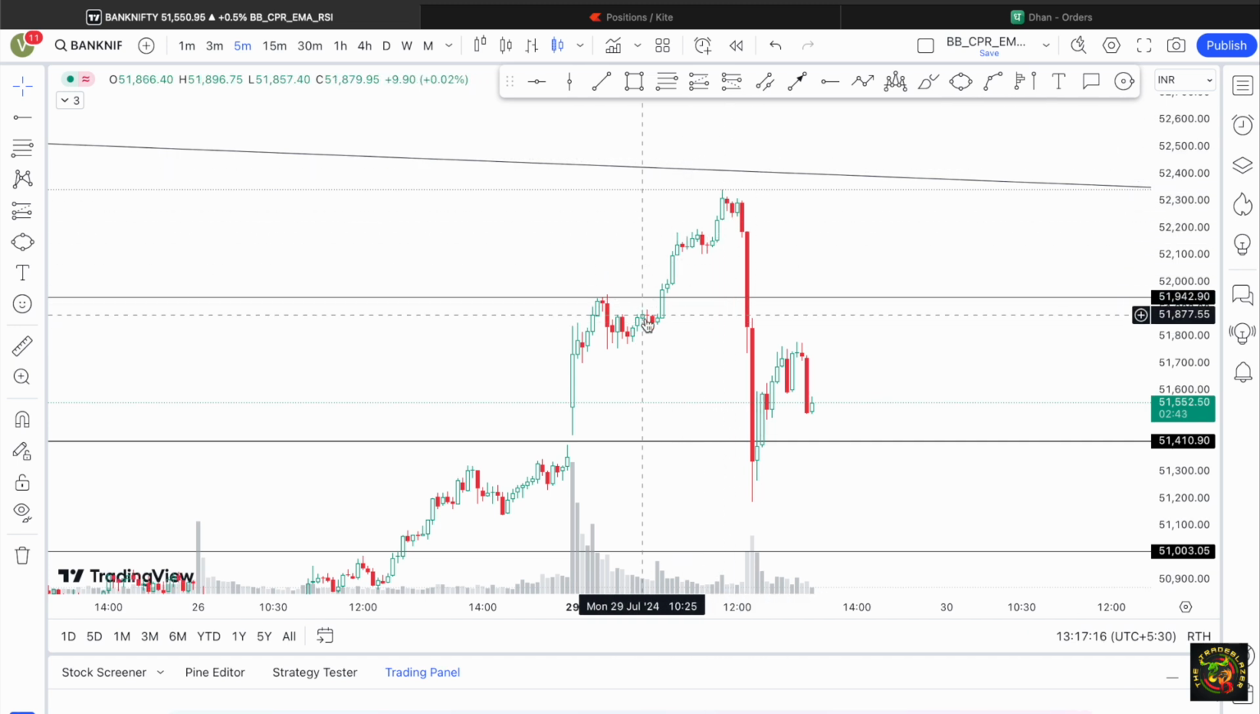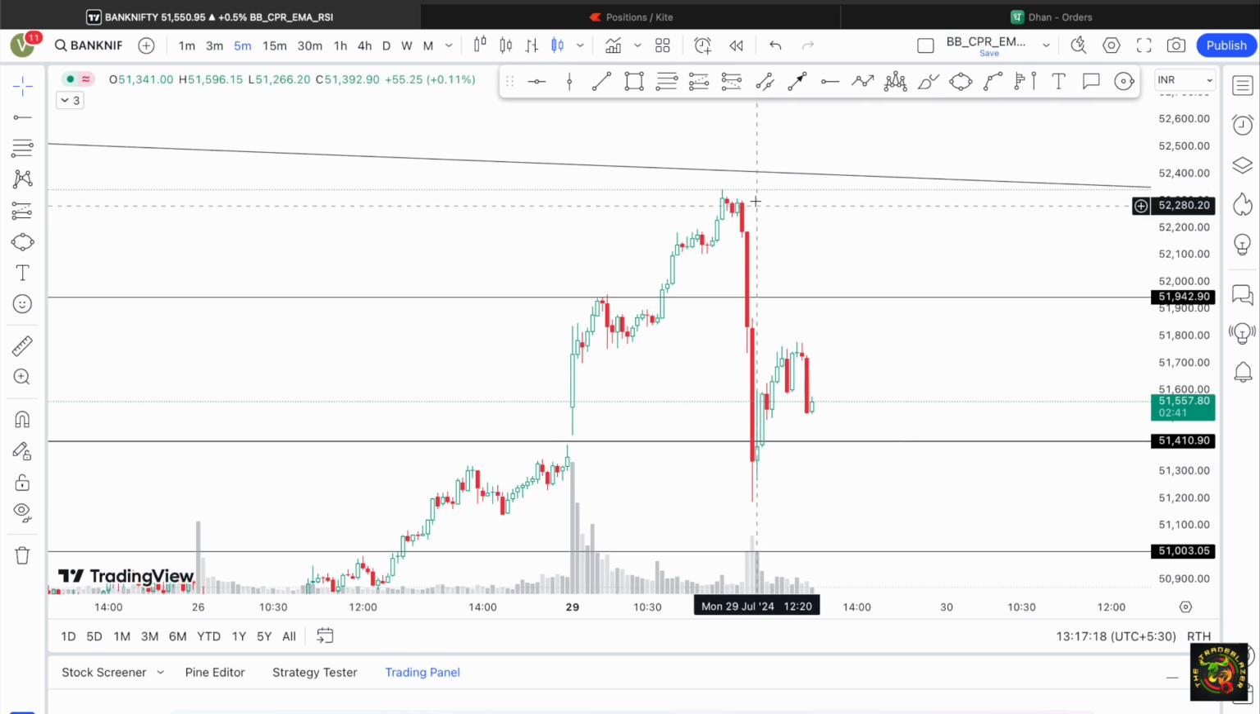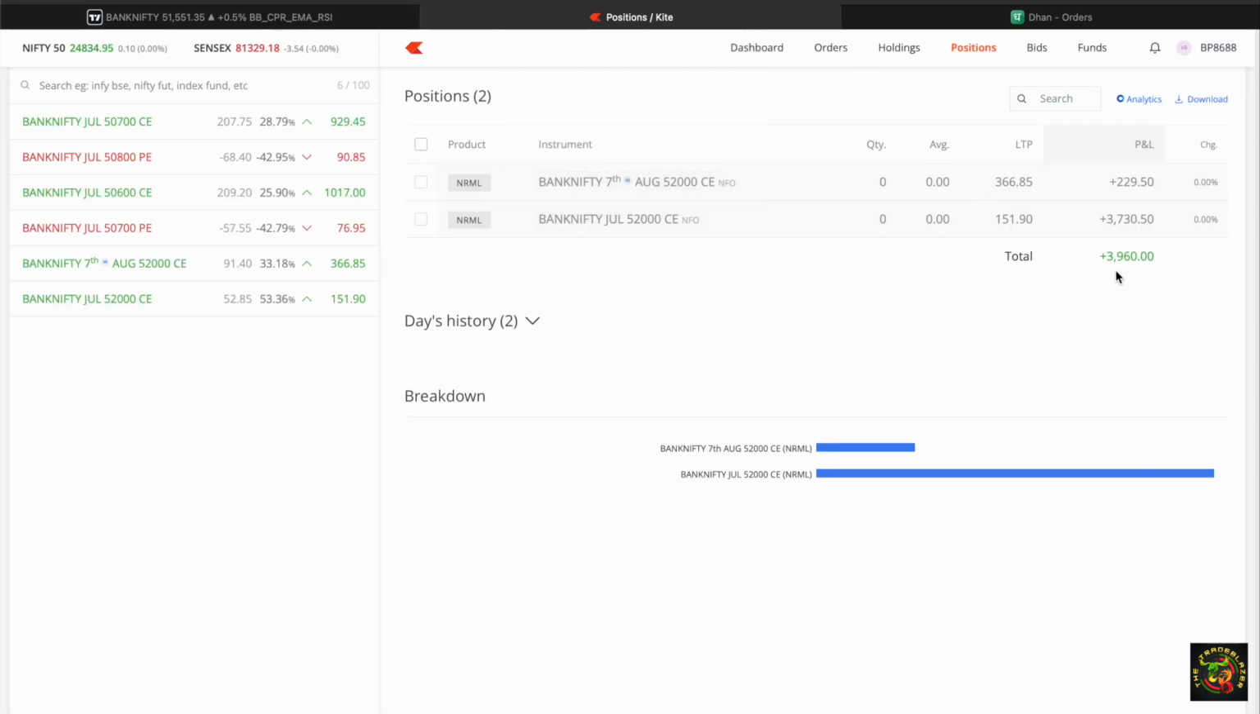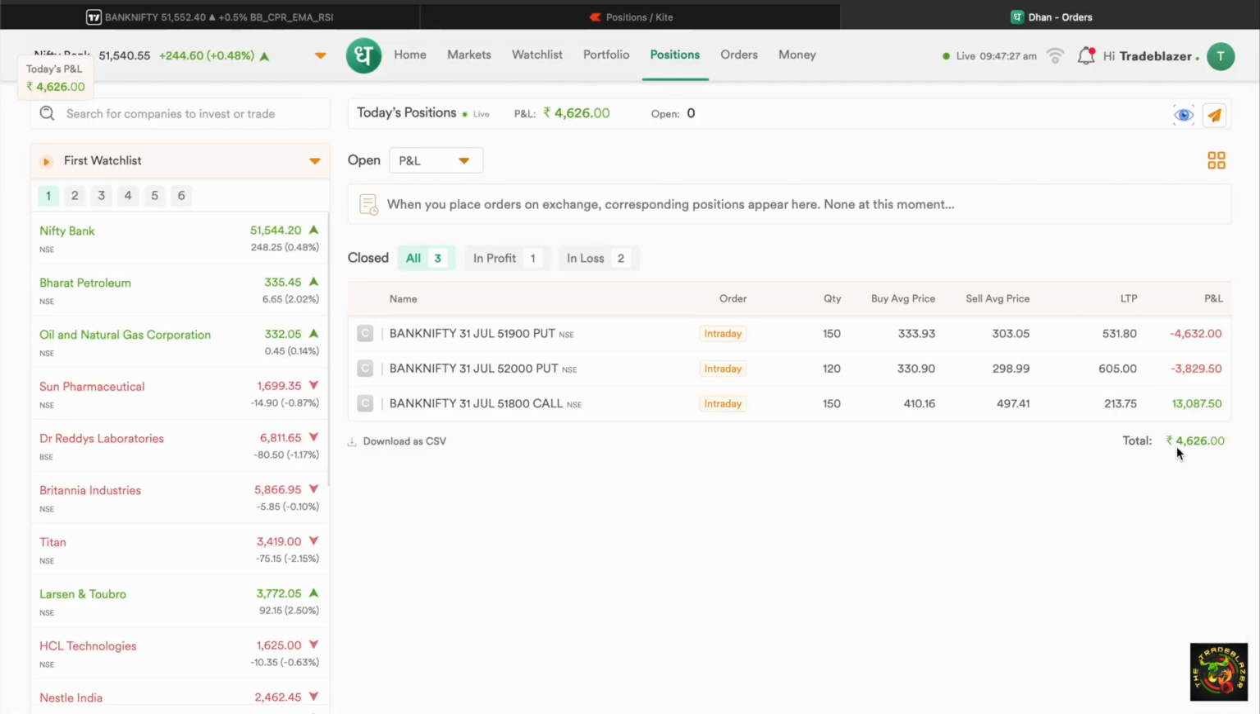After that I have closed my day, and then you can see this has happened after that. So overall, in Zerodha, we made a profit close to 4,000. In Dhan, we made a profit close to 4,600. Overall, it's like 8,500 profit for the day.